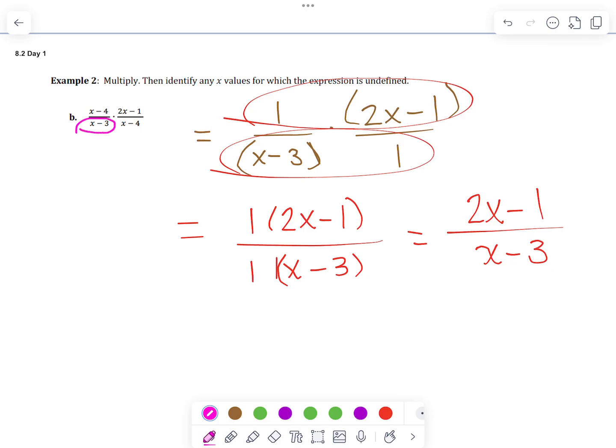So if we look at this first one, we do not want that x to be 3. Then we look for this domain restriction here. We don't want the x to be 4.